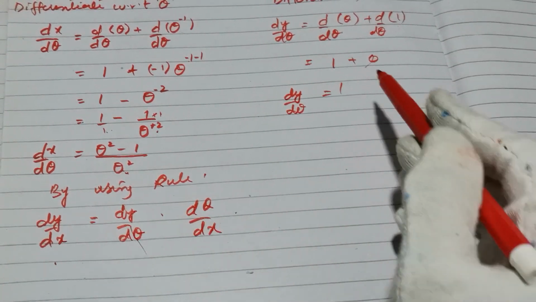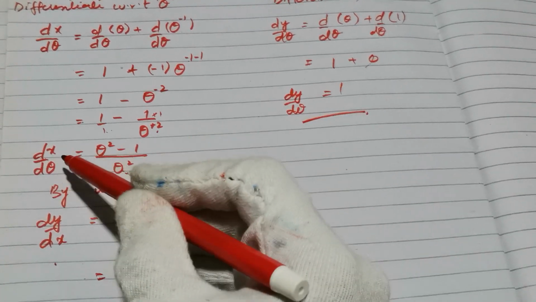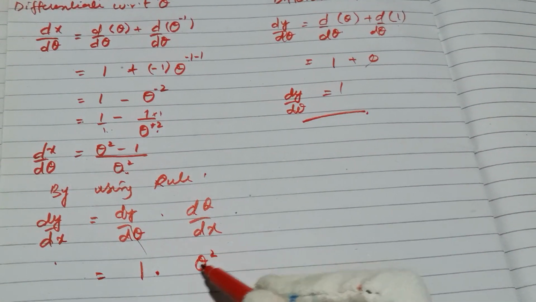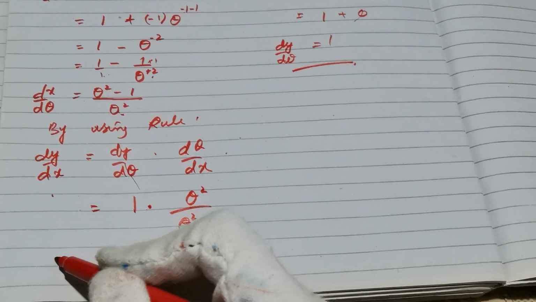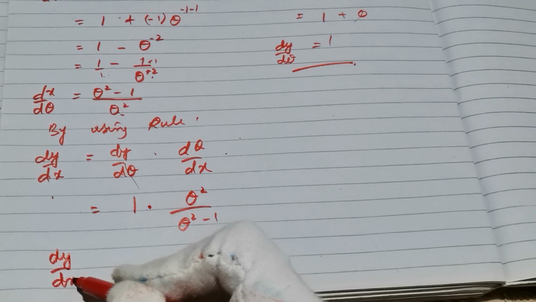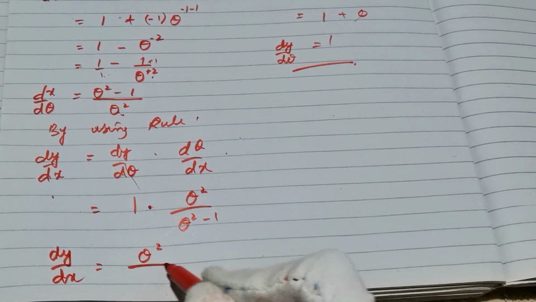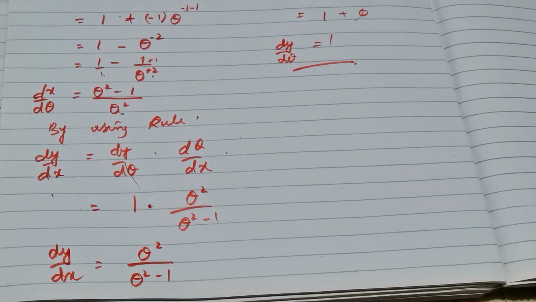So dy by d theta answer is 1. So we write 1 dot. This is dx by d theta. When we invert, what does it give? Theta square divided by theta square minus 1. So dy by dx is equal to theta square divided by theta square minus 1, which is our required solution.